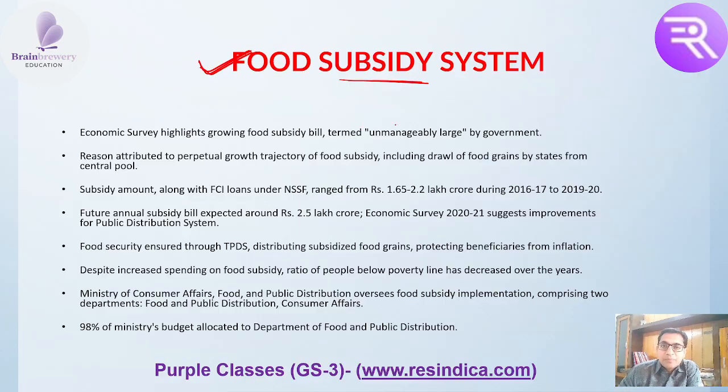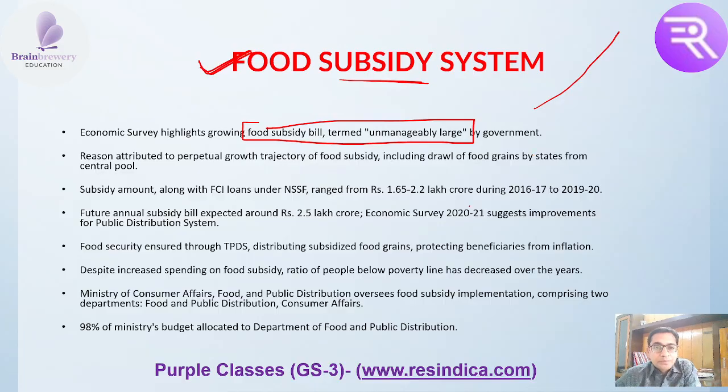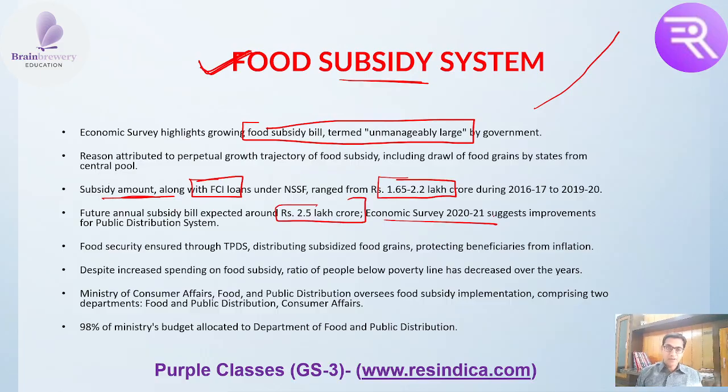We know that the food subsidy bill of our country is unimaginably very high, and there is always a growth trajectory like this, so that every year the food subsidy bill is increasing. FCI is taking a lot of loans in order to store these grains, and the subsidy amount along with the FCI loan under the National Savings Certificate is around 1.65 to 2.2 lakh crore, and the further annual subsidy bill is around 2.5 lakh crore as per the Economic Survey of 2020-21.